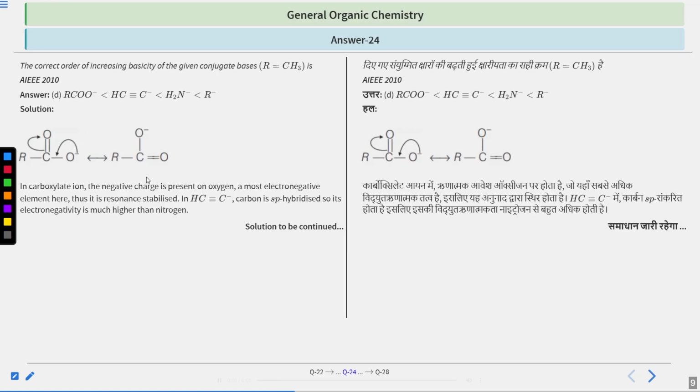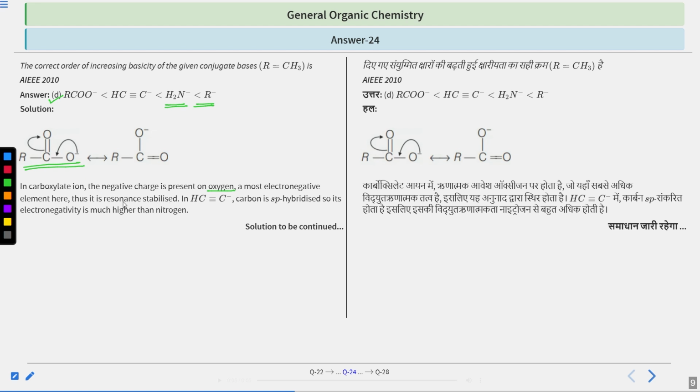Okay, let's see. So the correct answer is option D. That is, most basic is R negative, then NH2 negative, then C negative triple bond CH, then RCOO negative, least basicity. So, carboxylate ion, RCOO negative: the negative charge is present on the oxygen, right? The most electronegative element here. In the whole structure of the carboxylate ion, the most electronegative atom is oxygen, and on it the negative charge is present.